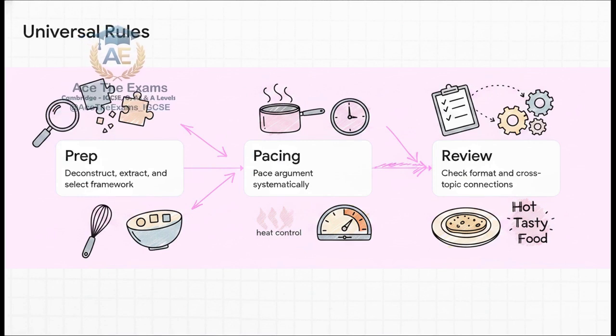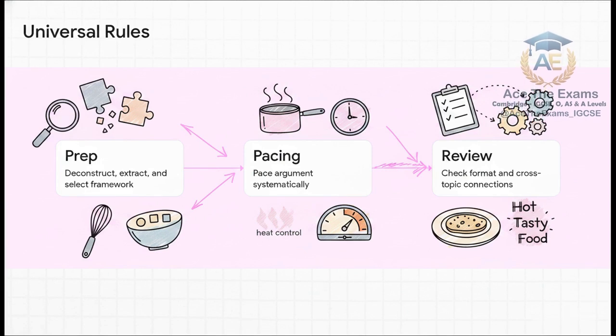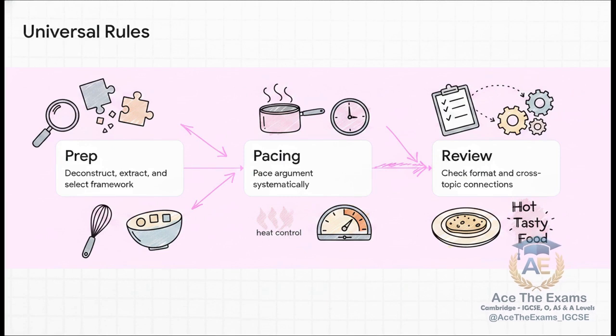I'm going to distill this entire chaotic kitchen session into 3 universal grade rules that you must take into the exam room. Rule number 1, the 3-step ingredient prep, which is your decoding. Deconstruct the question, extract the data, and select your analytical framework before your pen even touches the paper. Rule number 2, the heat control formula, which is your timing. Pace your arguments systematically through the problem-solving matrix so you never rush the logic or overcomplicate the phrasing just to sound smart. Rule number 3, the pass line review, your checklist.